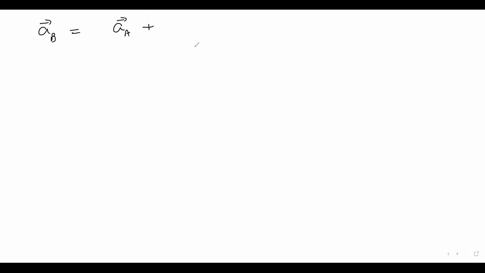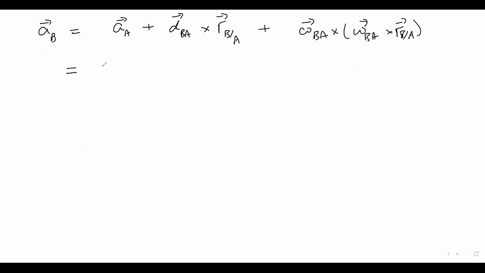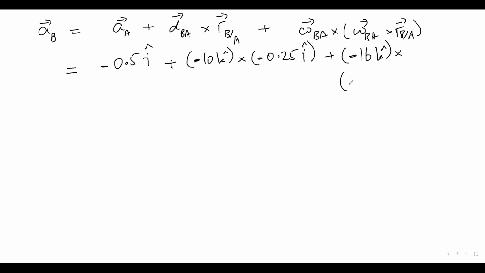So it is alpha BA cross RB with respect to A plus omega BA cross. Sorry, it was minus 0.5i that we found. I said minus 3, sorry. Alpha BA is minus 10k. RB with respect to A is minus 0.25i. Okay, omega BA was? Correct? Okay, give me the value. Minus 0.25i.